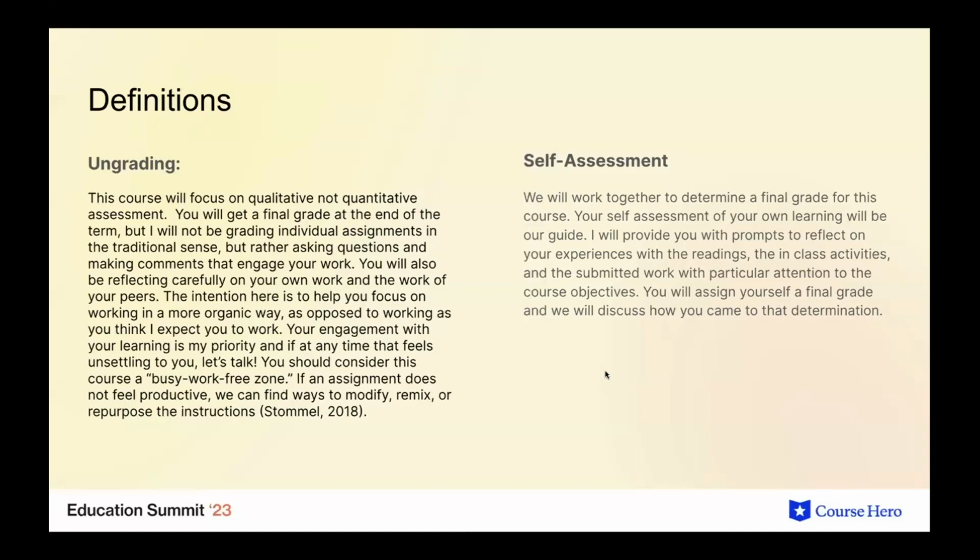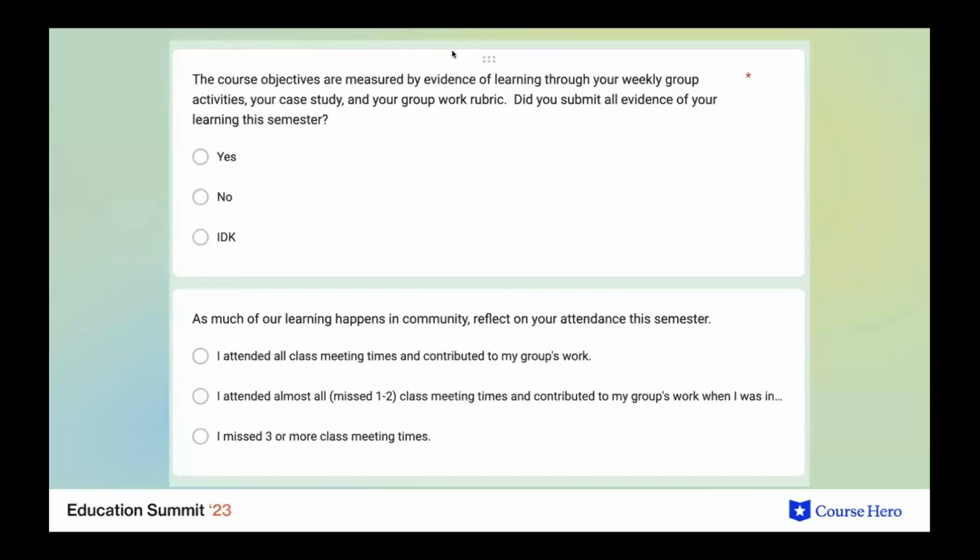I'm engaging much more in self-assessment and collaborative assessment than I am in ungrading. I mean, the students get a grade, it's a course, and there's no way around that system. So let me tell you how I do it, and then we'll talk a little bit about what happens when there's disconnect, right?